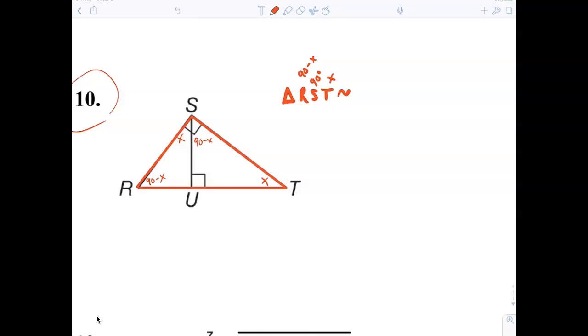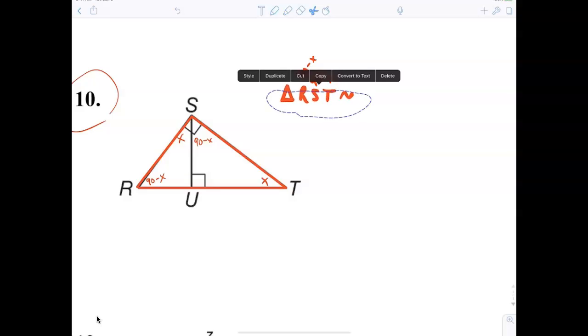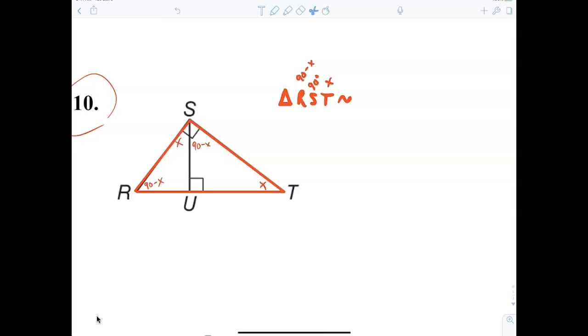Now, I'm just trying to give you little pointers. Some of you don't need to do that, obviously, and I don't care. But that's how you could label it. Triangle RST. Now what I want to do is put similar to, and now we're going to do the triangle on the right. So 90 minus x is what? S. U, and then what? T. Like I said, I'm just telling you, people find that hard.